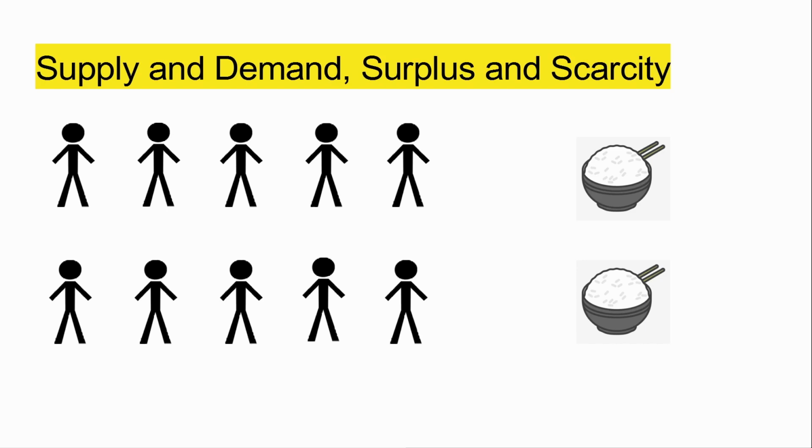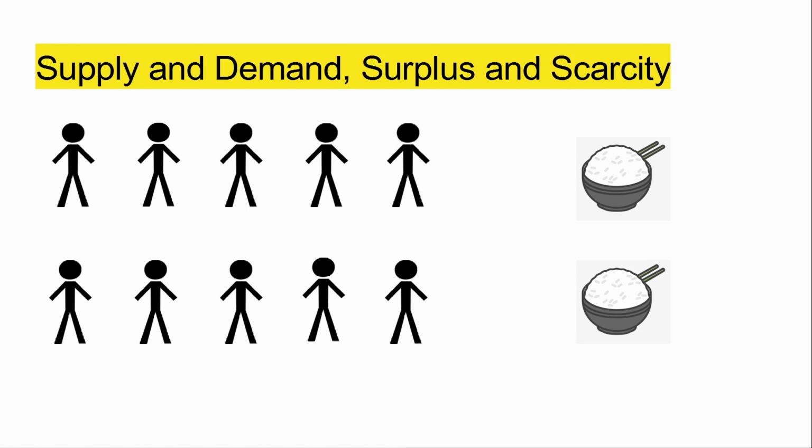Next, let's turn to supply and demand. In a town, there are 10 people who go to a market every day to purchase rice. There are 2 rice farmers that produce just enough rice to feed these 10. All demand is satisfied, and the market is in balance. Balance is a critical component to a well-functioning economy.